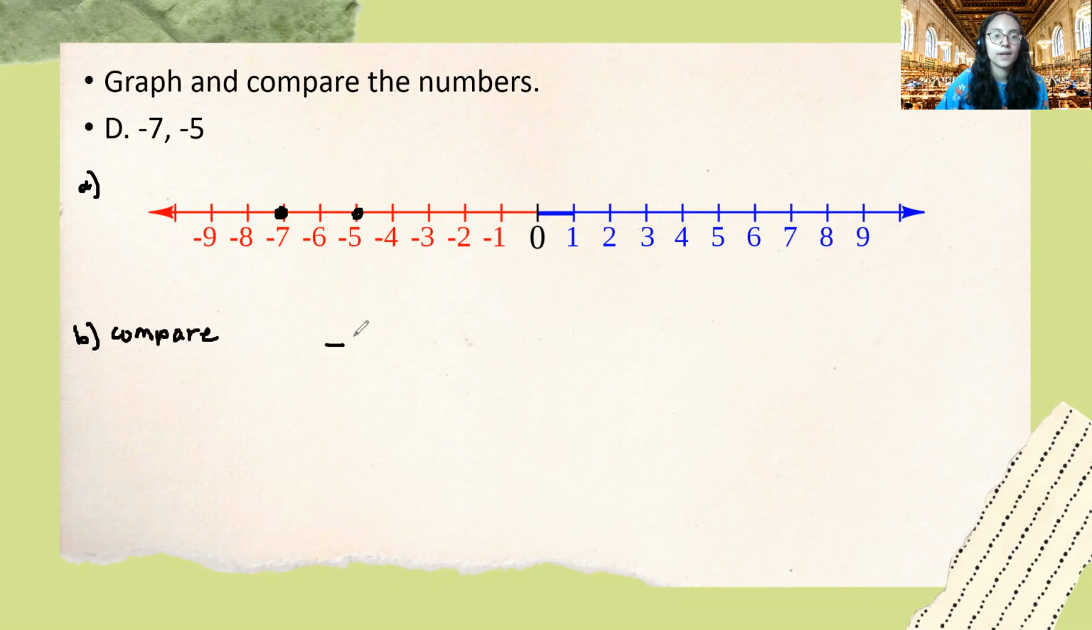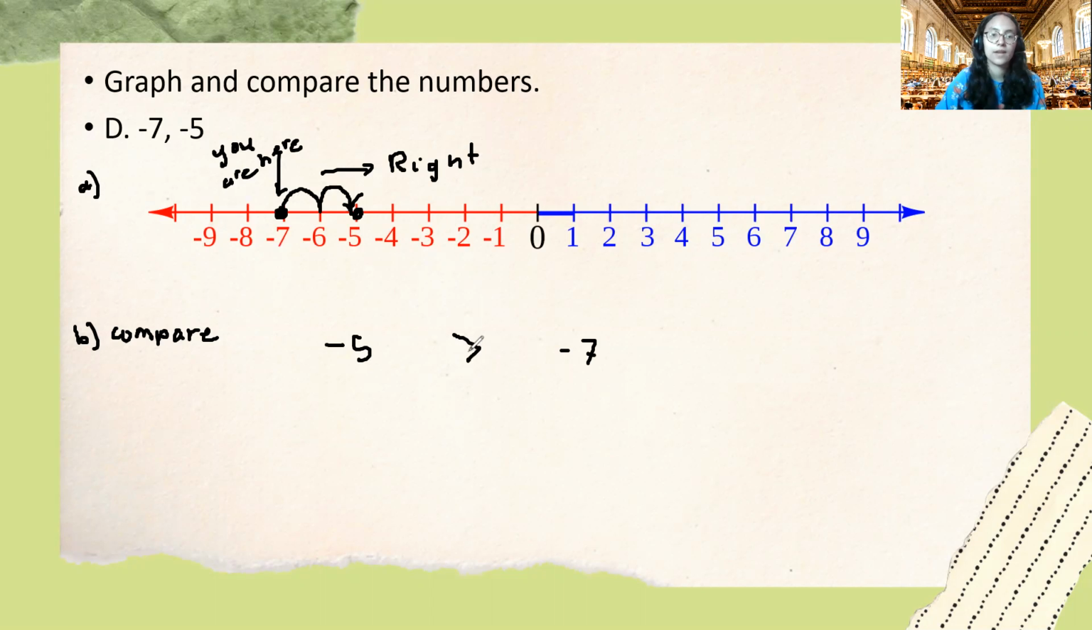So I'm going to compare -5 to -7. And so then I'll be here. This is where I am. You are here. Now, if I wanted to get to -5, I would have to hop to the right like that. So that means because it's to the right, then this would actually be greater than.